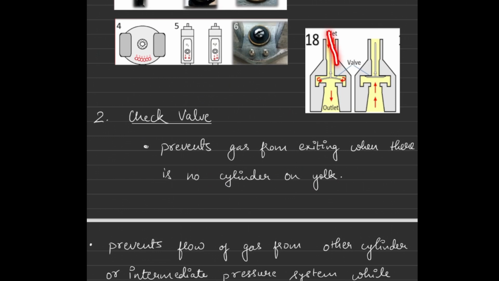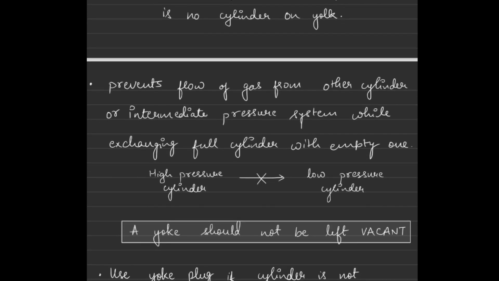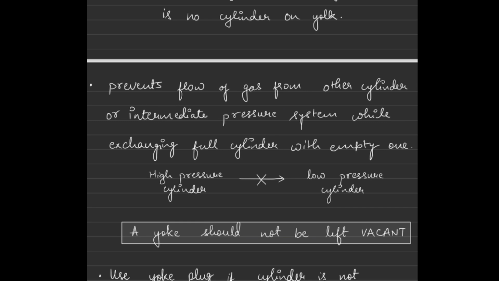There is an inlet followed by an outlet. There are valves, and the valves prevent the flow of gases in the opposite direction. That is why they are unidirectional check valves. They prevent flow of gases from other cylinders. Suppose one cylinder has higher pressure and another cylinder has lower pressure. Gas would flow from the higher pressure to the lower pressure, which is avoided by the unidirectional check valve.